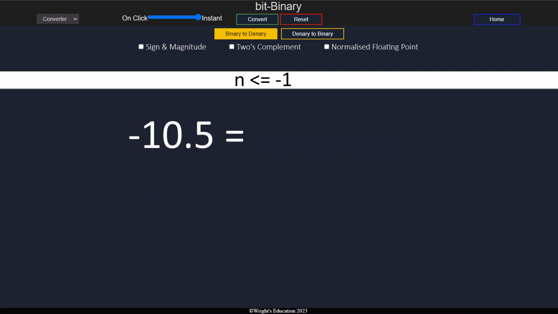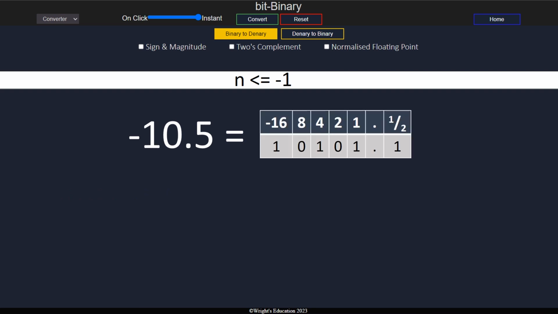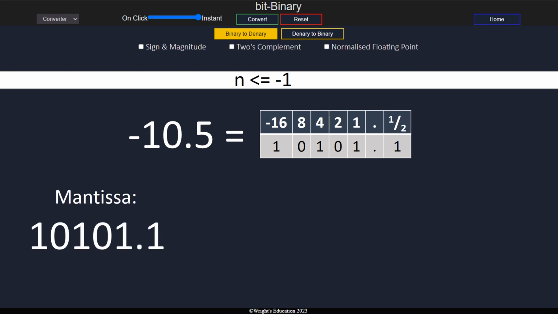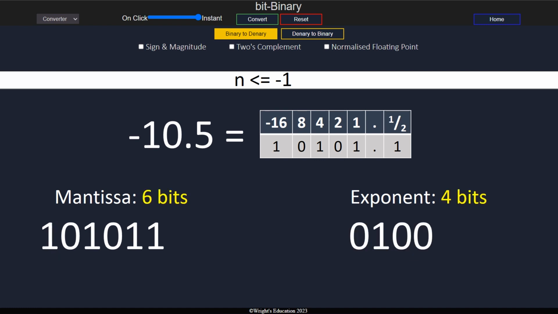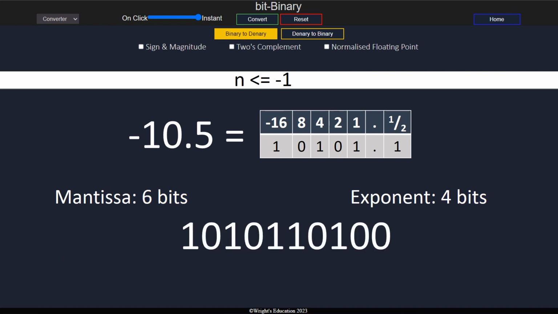To convert numbers negative 1 and below, we follow the same process. We convert the number using 2's complement, the standard way. We now normalize by moving the binary point behind the most significant bit. And finally, convert the exponent. We can now declare the bit lengths and combine them into a single number.